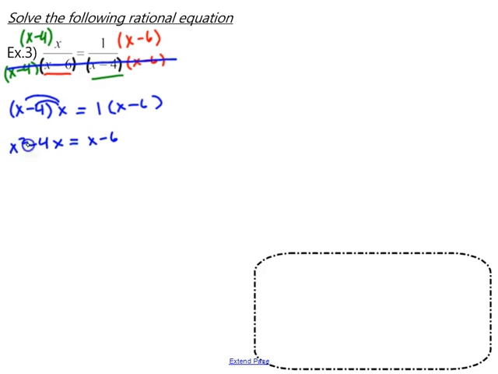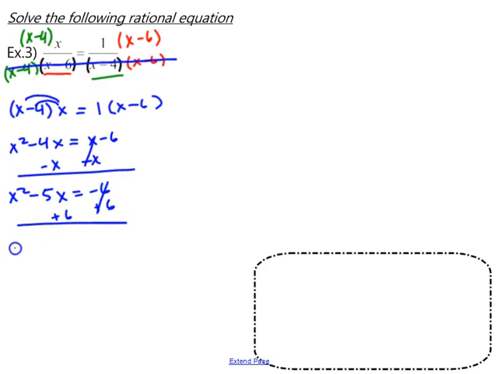And because we have a quadratic in x squared and x terms, we need to get everything on one side of the equal sign together. So we'll subtract the x from both sides. Then we'll add 6 to both sides. And we have x squared minus 5x plus 6 is equal to 0.